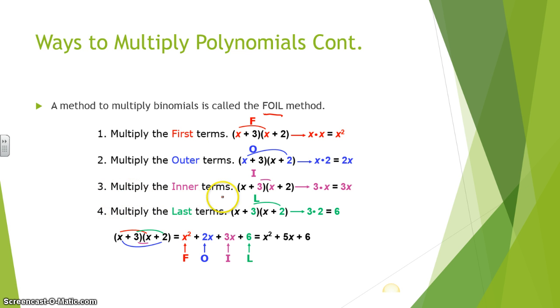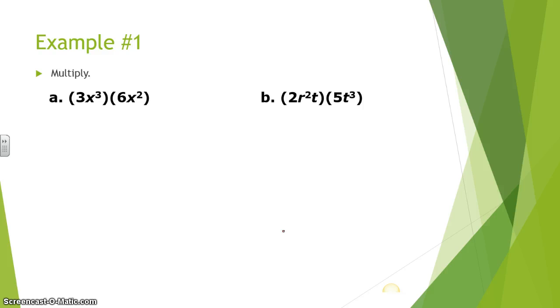You then would multiply the inner terms, the 3 and the x. 3 times x is 3x. And then you'd multiply the last terms, 3 times 2, which is 6. So we have here x squared plus 2x plus 3x plus 6. You would combine the like terms to get x squared plus 5x plus 6, and that would be your answer using the FOIL method. So let's look at multiplying some polynomials here using these different methods that I just showed you.